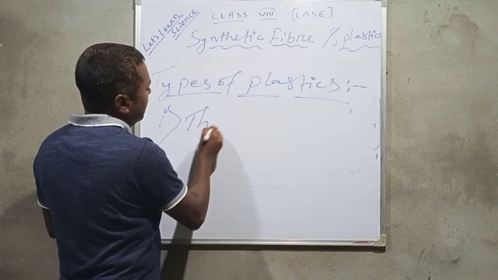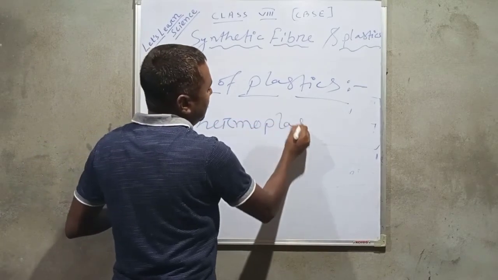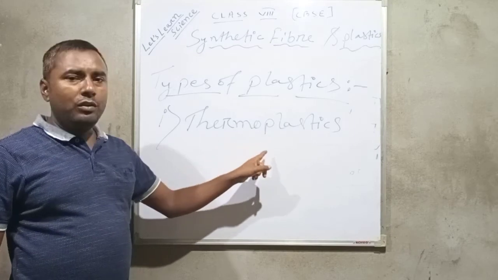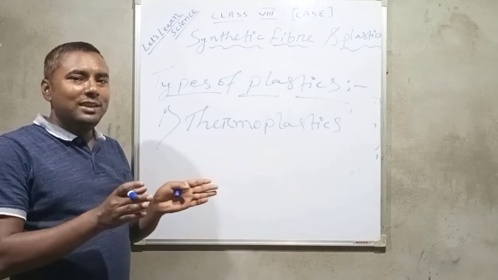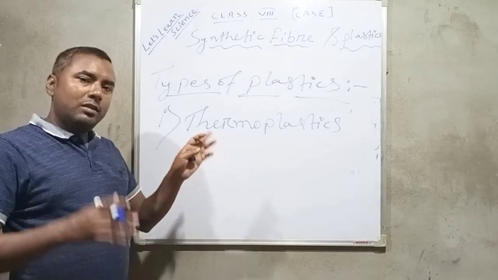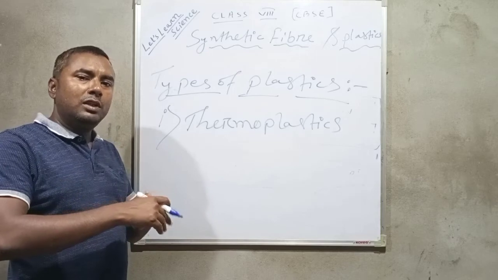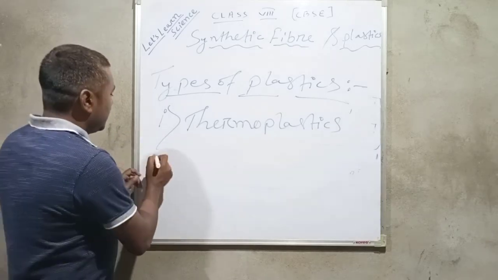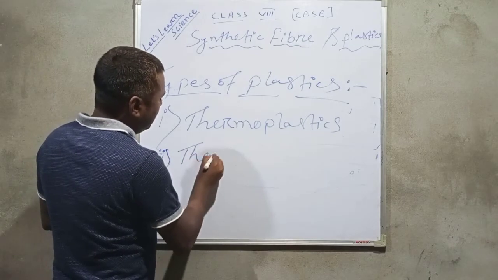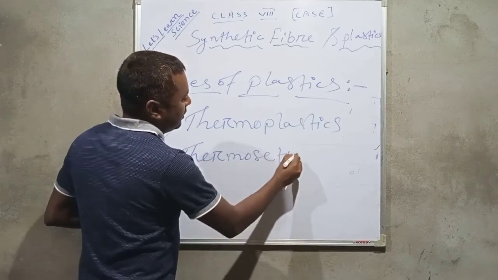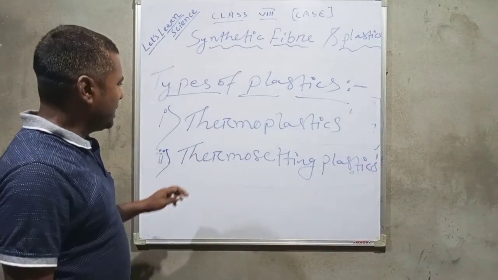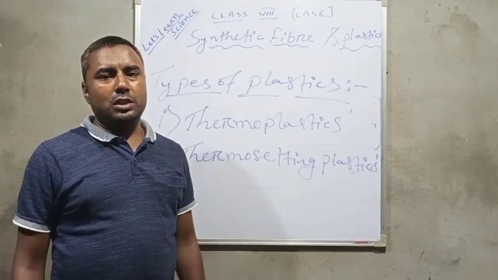First one is thermoplastic. In thermoplastics, what type of patterns are found? Linear patterns. That's why it is very easy to break down the bond, and as a result, when heat is applied, the plastic in which linear patterns are found used to get melted. Just now I have shown you the diagram. Another is thermosetting plastics. So these are the basic two kinds of plastics: thermoplastics and thermosetting plastics.